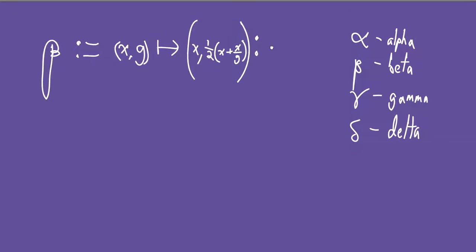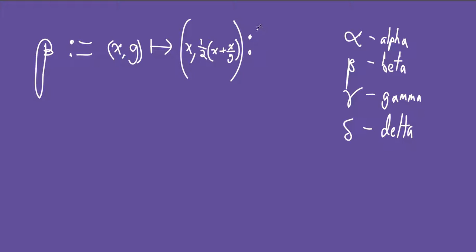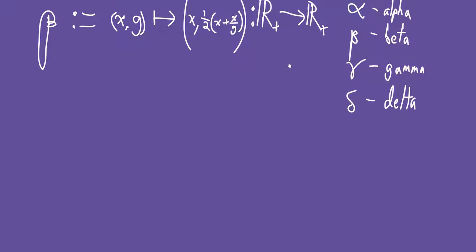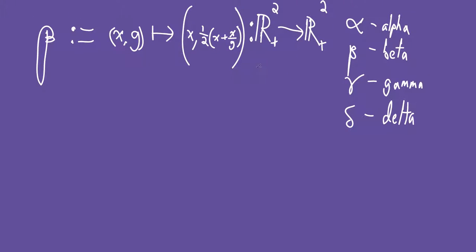And the source of this function, or the domain as it's called, is R2, the set of all real-numbered two-tuples. And the target, or the range, is also R2. So just again, notationally, skip ahead 15 seconds if you're comfortable with this.